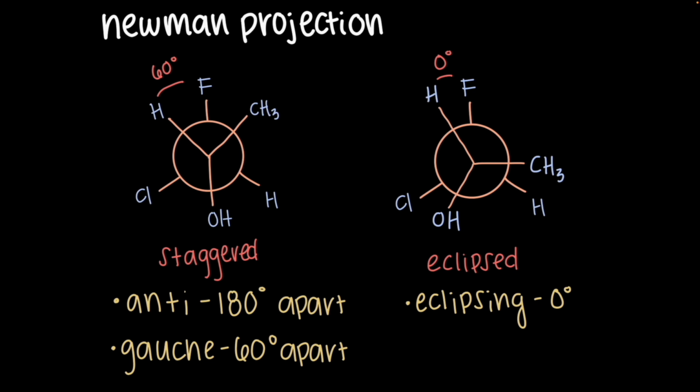Hydrogen is very small, and the amount of energy that will come from a Gauche interaction with hydrogen will be very little due to steric strain. For the eclipsing conformation, I have 3 different eclipsing groups. H and F are eclipsing, CH3 and H are eclipsing, and Cl and OH are eclipsing. These groups are so close to each other in the eclipsing interaction, they're going to have 2 different types of strain. And this strain leads to a higher energy value for eclipsing interactions and eclipse conformations.